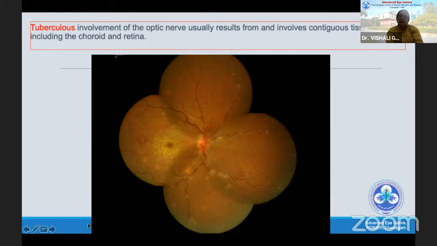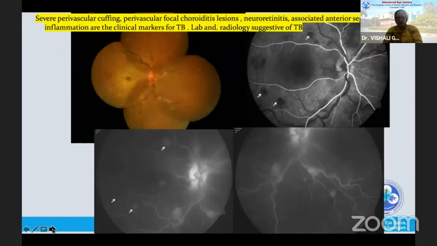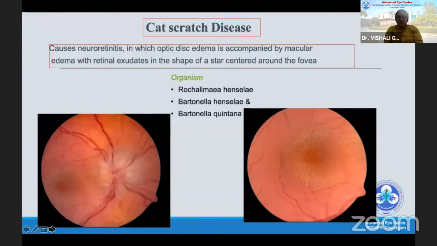So think about tuberculosis in these situations. You do the fluorescein and these spots will appear, they will show beautifully as hyper to hyper. And you know what you are dealing with is not just simple optic neuritis, and go ahead with the lab investigations. Other disease, other infection which we see rather commonly is the cat scratch disease.